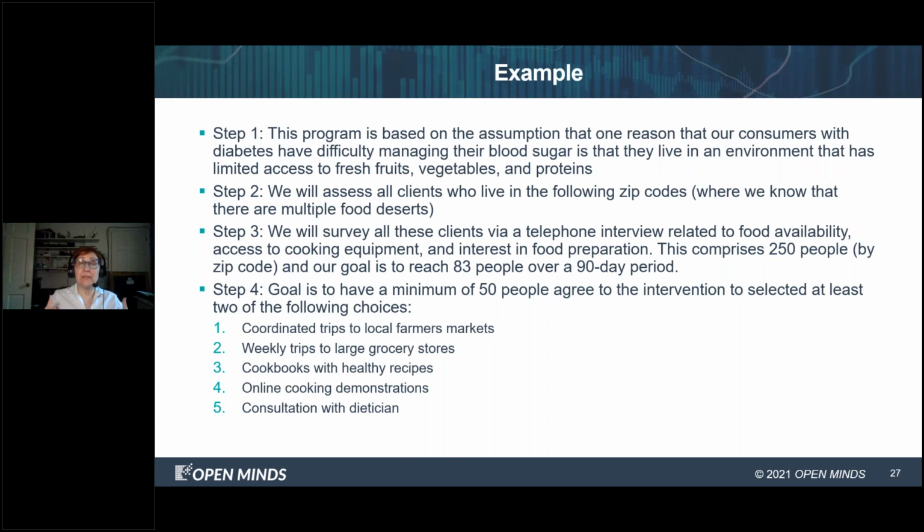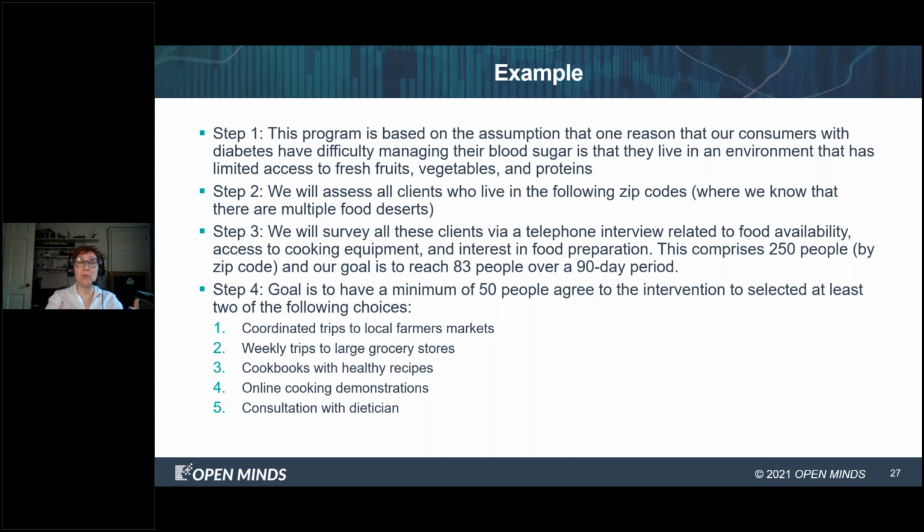They then surveyed these clients via telephone interviews that were specifically related to food ability, access to cooking equipment, and interest in food preparation. They had 250 people by zip code that they looked at, and their goal was to reach 83 people over a 90-day period.